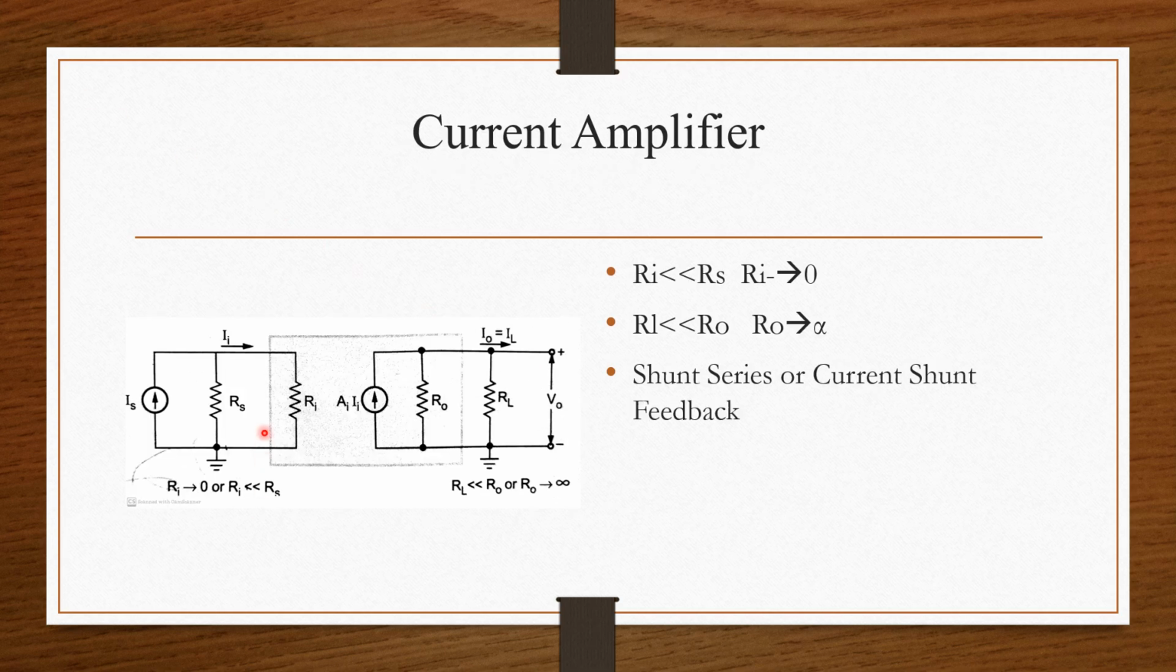This current amplifier is actually used to amplify the input current signal and provide the current signal at the output side too. Here, when Ri, that is the input resistance, is considered as 0, the source resistance is going to be very large compared to the input resistance. And at the output side, the load resistance is going to be very small compared to the output resistance. Hence, this topology is represented by Norton's equivalent circuit. The feedback suitable for a current amplifier is going to be shunt series, or current shunt feedback.